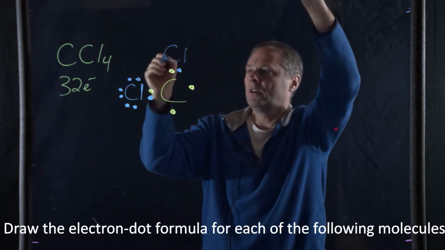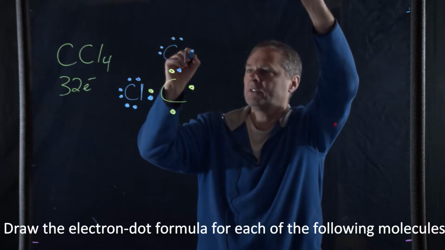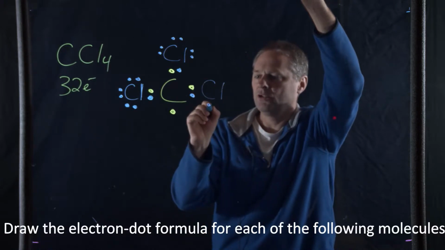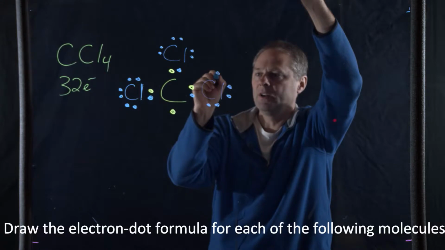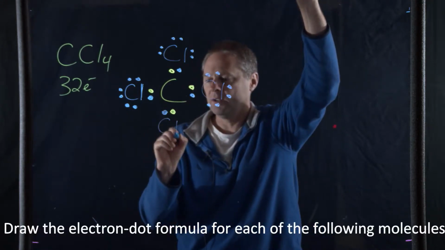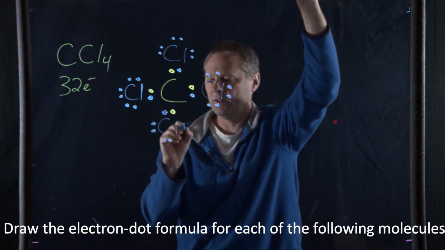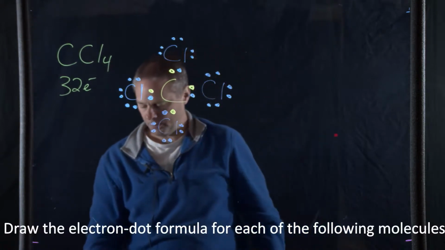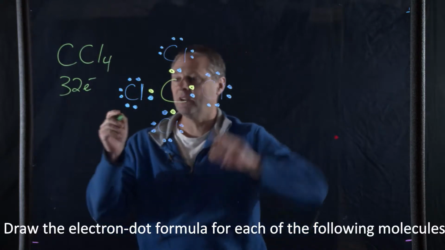Now we've put all the chlorines in. We have all 4. Now the last step we want to do is count the valence electrons.